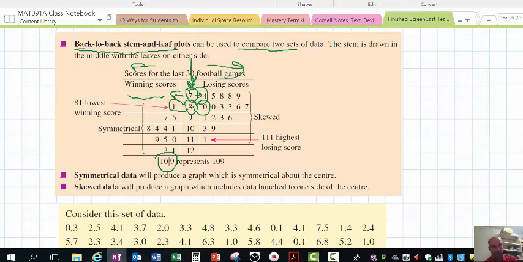You can see them pointed out. Okay, I'm just going to clean this up.